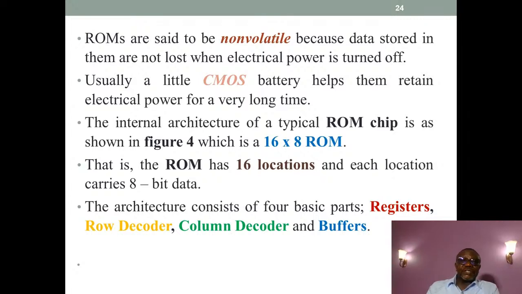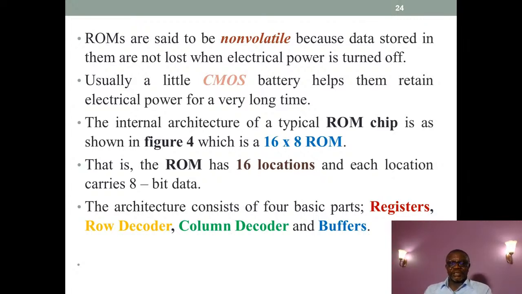The internal architecture of a typical ROM chip is as shown in Fig 4, which is a 16 by 8 ROM. Remember, we've seen 32 by 4. Now we are saying that this one is 16 by 8. The meaning is that it has 16 locations, and each location holds 8 bits of information. 8 bits of information is 1 byte. So we can say 16 by 1 byte ROM, 16 by 8 bits ROM. That is, this ROM has 16 locations, and each location carries 8-bit data.